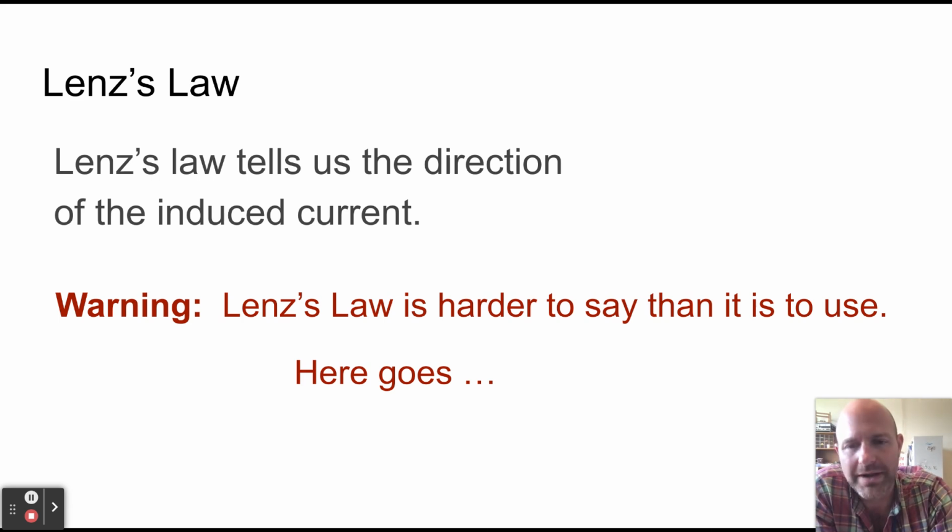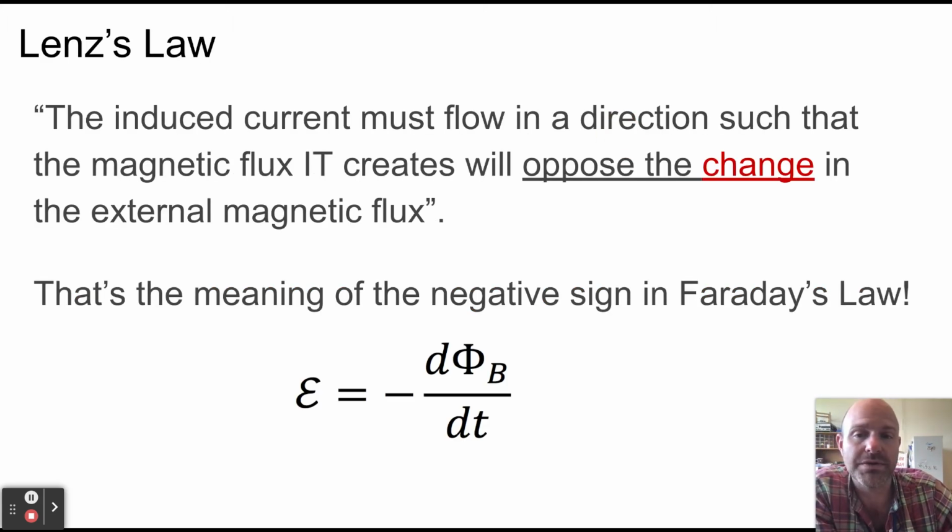And this is a good warning, right? The words to describe it are a little bit convoluted and sometimes hard to understand, but the reality of it is pretty straightforward. So here it goes. The induced current must flow in a direction such that the magnetic flux it creates will oppose the change in the external magnetic flux. What?